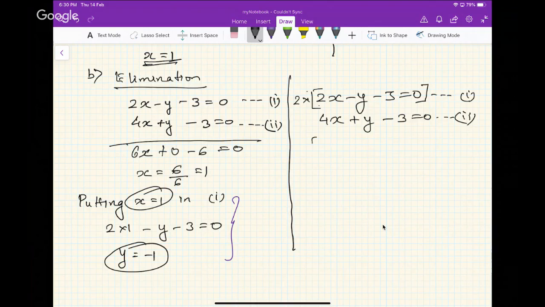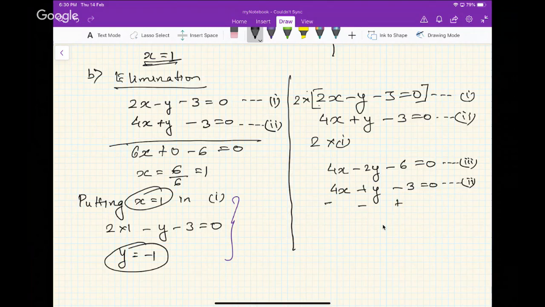So 2 into equation 1 will give me 4x minus 2y minus 6 equals 0. Let us say this is equation number 3. And you write the second equation once again, 4x plus y minus 3 equals 0. So this is equation number 2. Now you subtract the second equation from the first one. So this will become negative, this will become negative, this will become positive, and hence you will get 0 minus 3y minus 3 equals 0. So from here y equals negative 1.